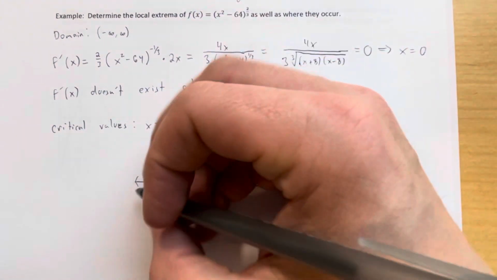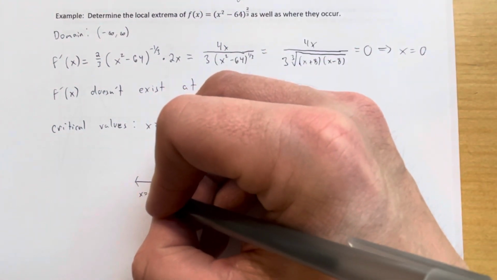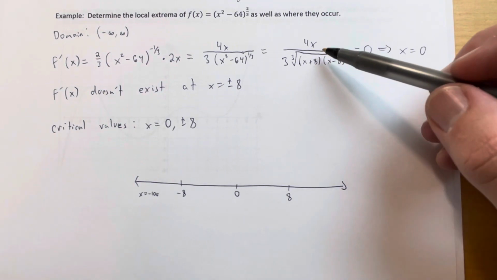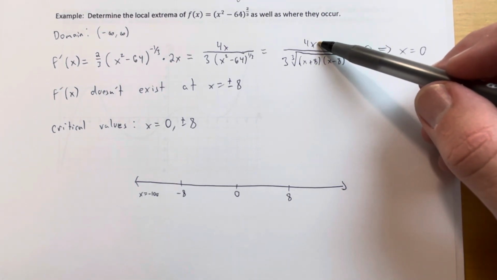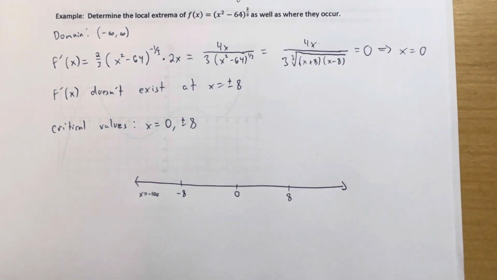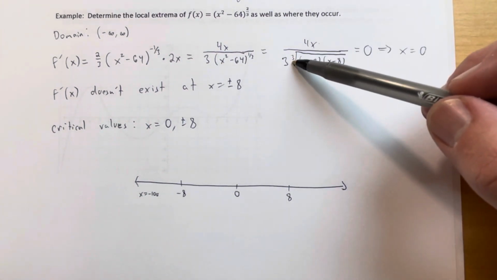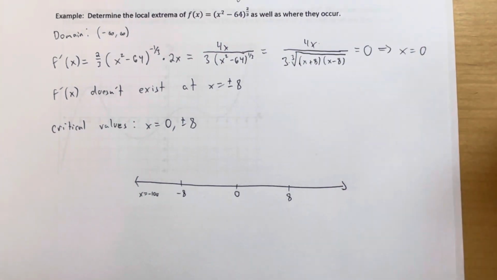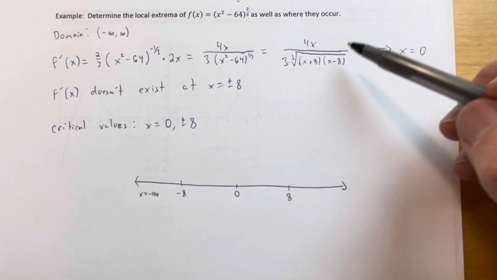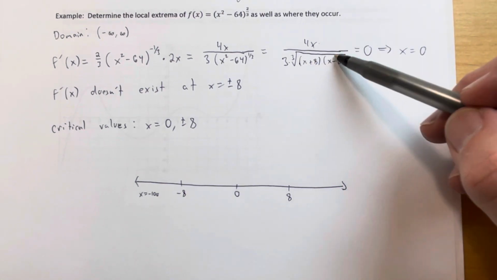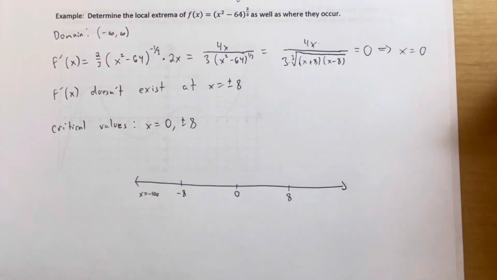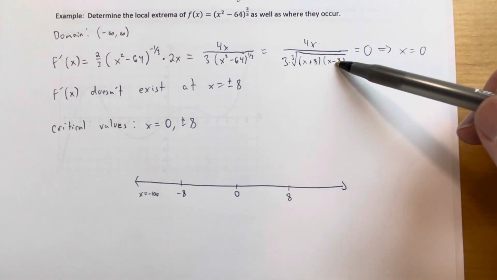So let's pick something that's way over here, like x equals negative 100. If I plug that into my derivative, my numerator will be negative. 4 times a negative number, right? That's negative. In my denominator, this 3 is always positive. It's not really doing anything. If I plug a negative 100 in for this x as well as this x, both sets of parentheses come out to a negative number. So negative times negative is now positive.